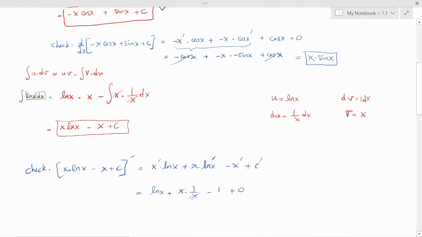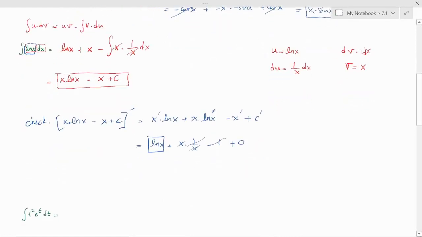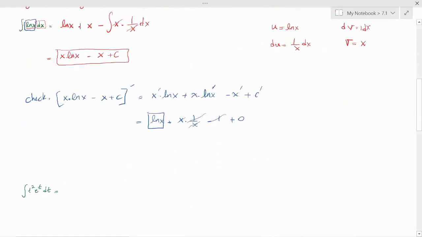These two can cancel out, so you have 1 minus 1, so this will cancel out, and 0 is gone, so what we found is just ln x, and that's what we had originally. We tried to find the integral of ln x. Okay, so this was our result. You don't need to check your solution, but it's good to make sure that your answer is correct.